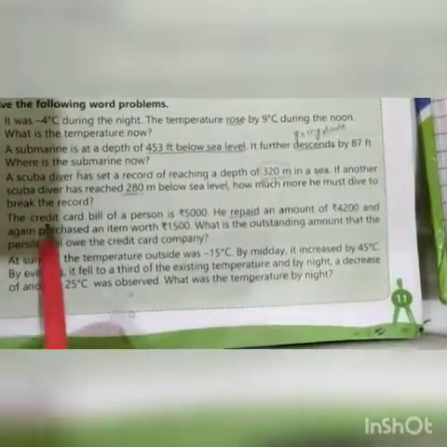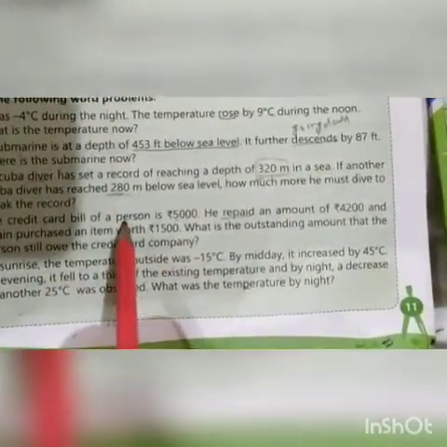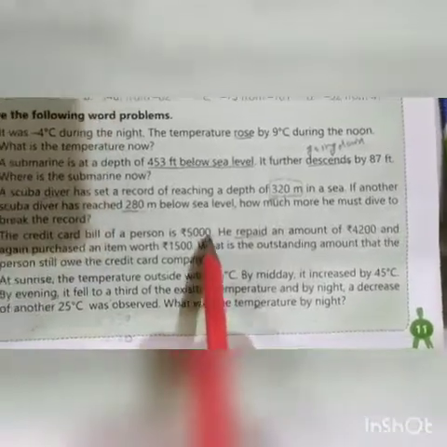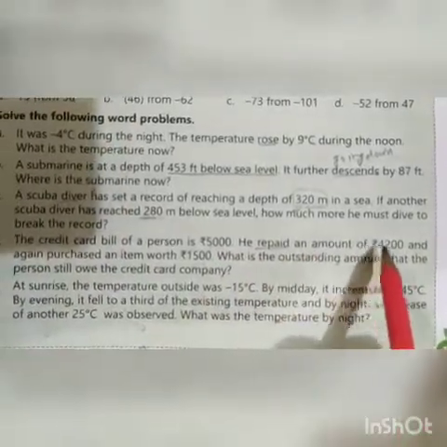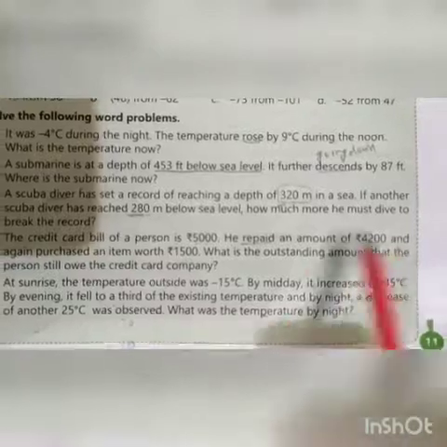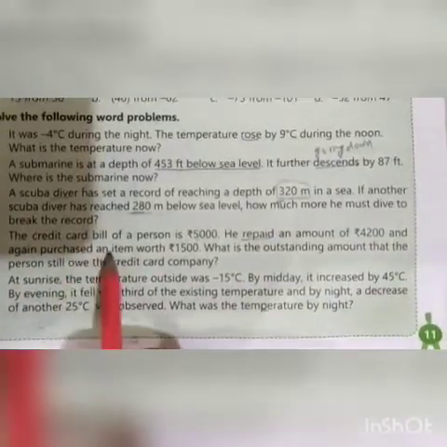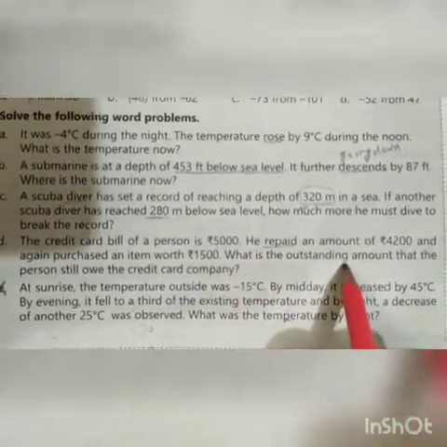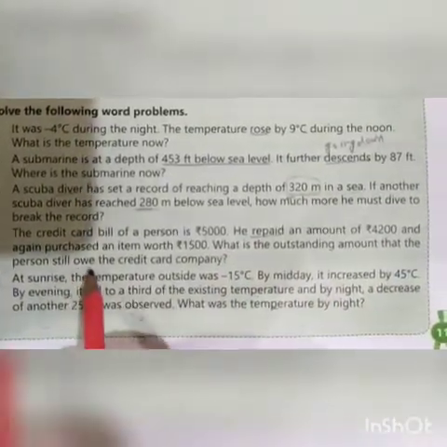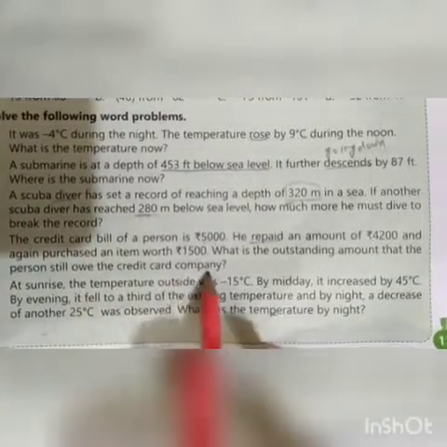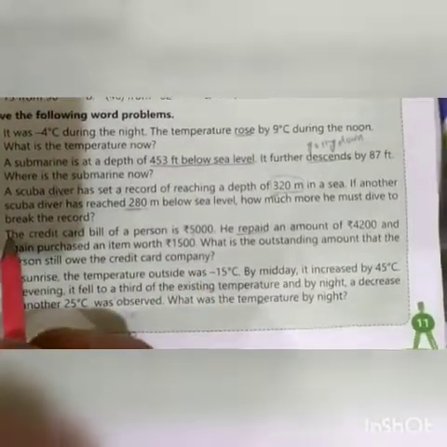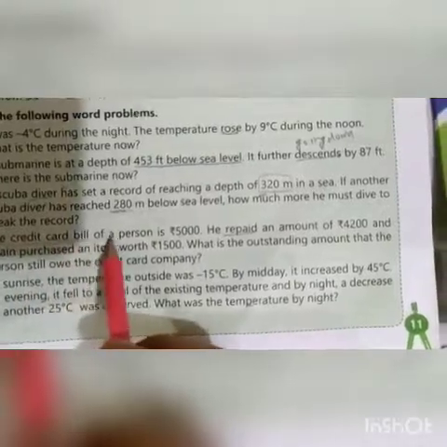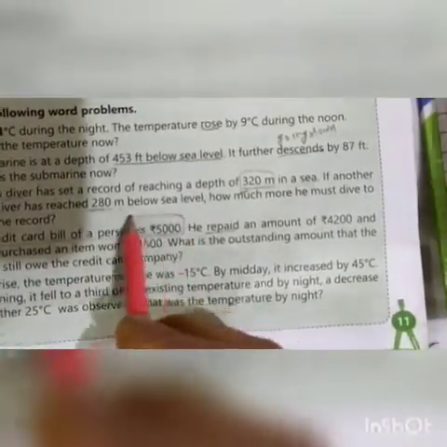Next, D part. The credit card bill of a person is rupees 5,000. He repaid an amount of rupees 4,200 and again purchased an item worth rupees 1,500. What is the outstanding amount that the person will owe the credit card company? First line: the credit card bill of a person is 5,000.